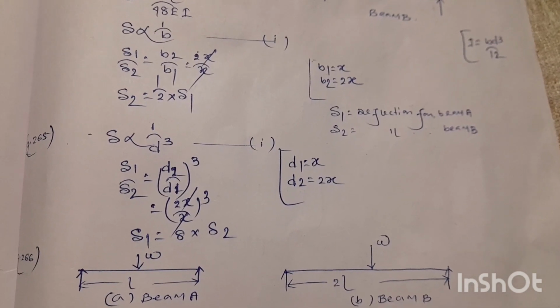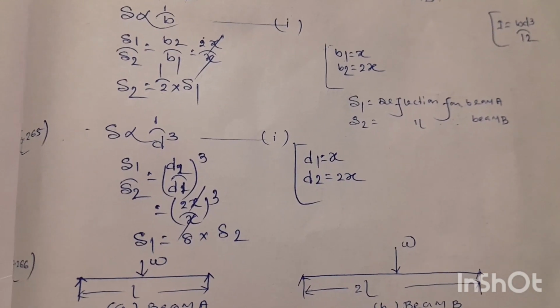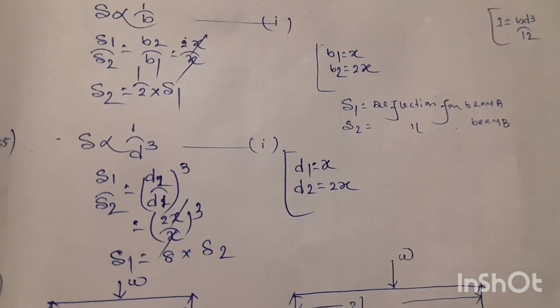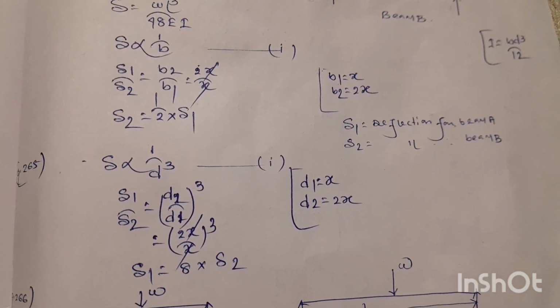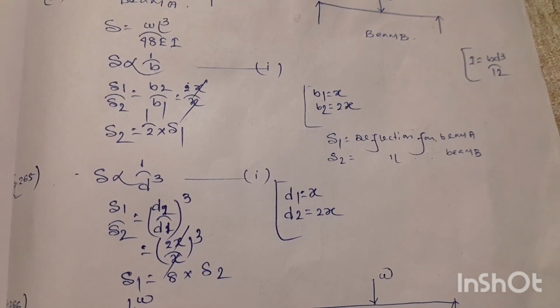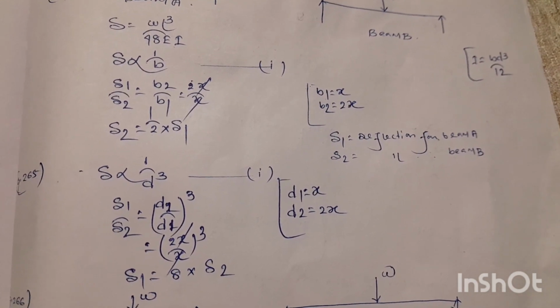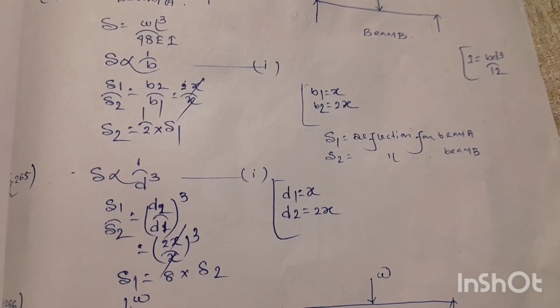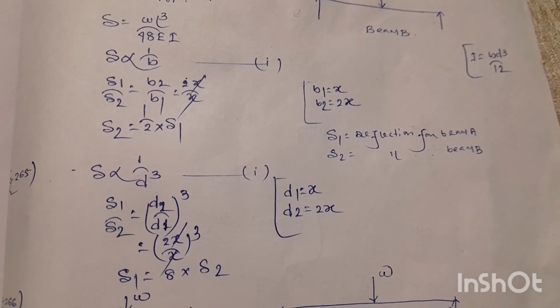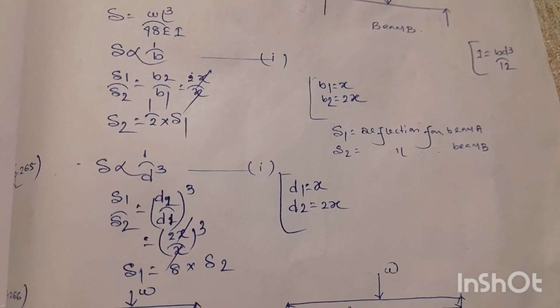But the depth is cubical in relation. So if we make the ratio of deflection for beam A, which is del 1, and deflection for beam B, which is del 2, del 1 by del 2 will be equal to depth d2 divided by d1, to the power whole cube.